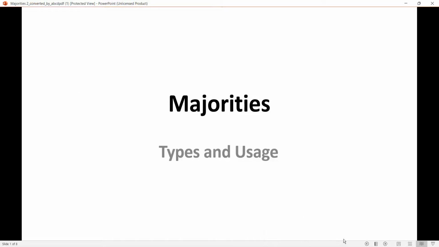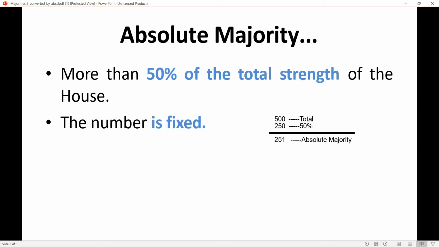Hello everyone, in this video we are going to learn about various kinds of majorities used in the parliament when the voting takes place. First is the absolute majority. In this type of majority, more than 50% of the total number of seats are required. For example, this is used in the general election or the state legislature elections to form the government.